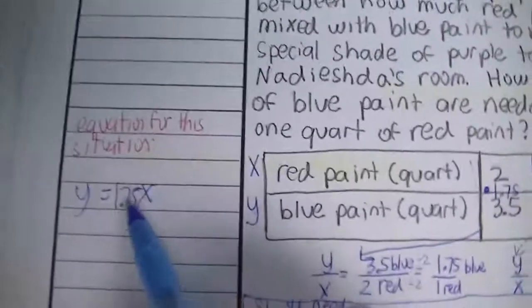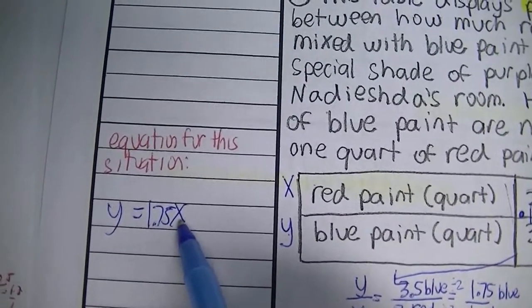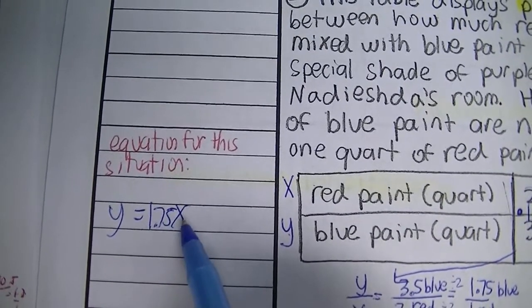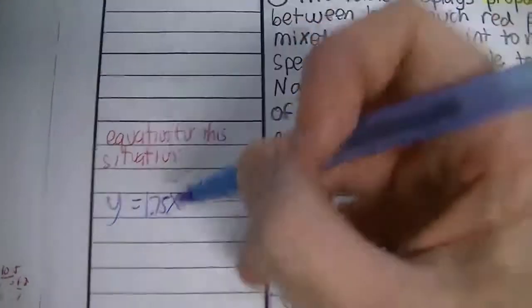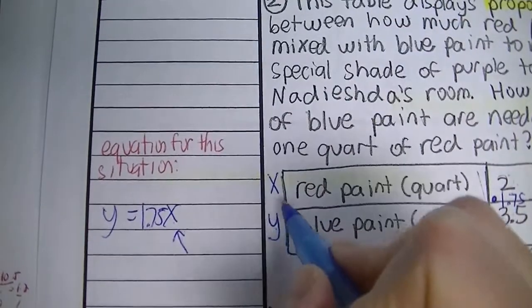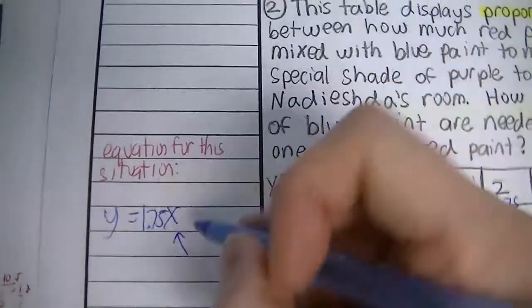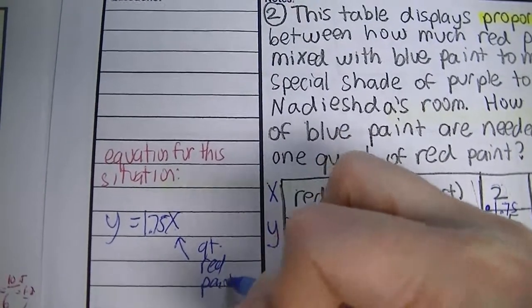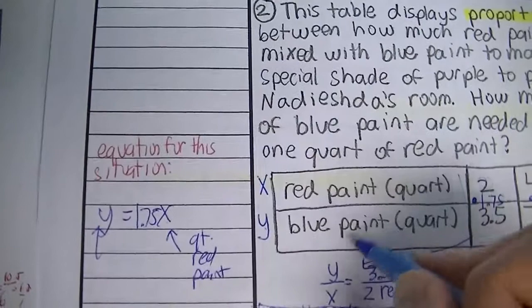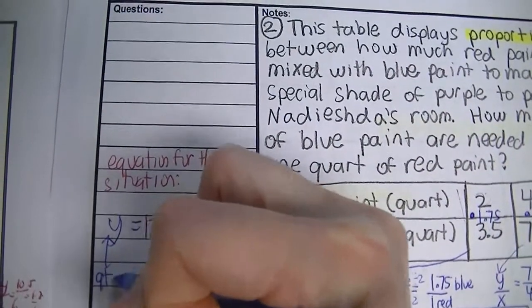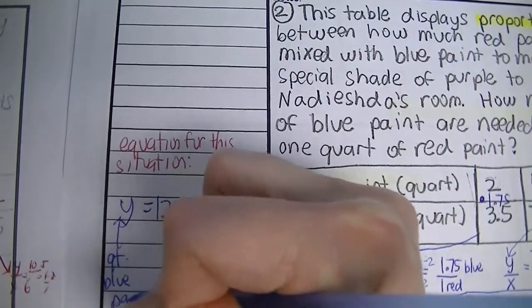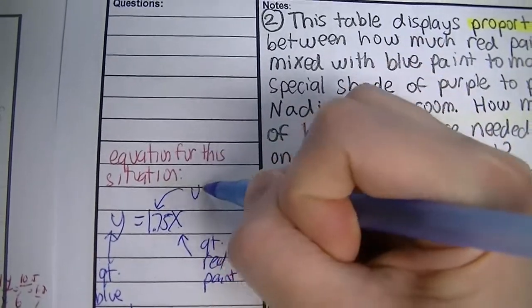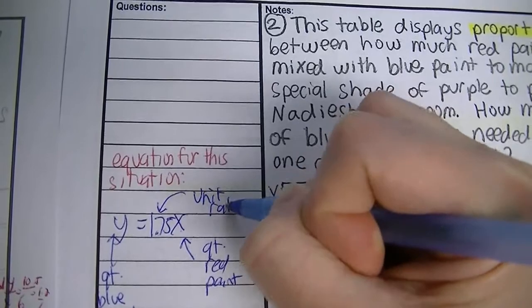Okay, and you'll notice I wrote the 1.75 before the x. You can write it the other way around, but typically you want that coefficient in front of the variable right here. And that x value, if you forgot, you look over here and it says quarts of red paint. And that y value right there is the quarts of blue paint. And just to label this, just so you know for the future, that's the unit rate.